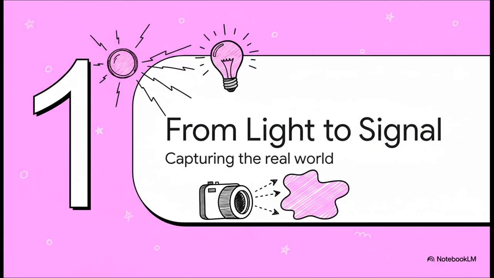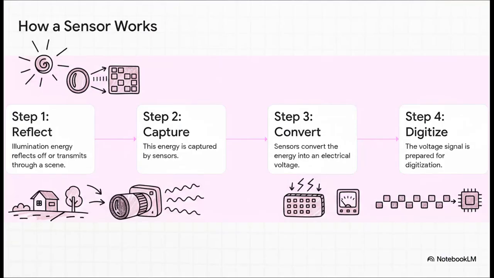Okay, so our journey starts right here, in the real world. Every photo, every single one, begins with a light source. The sun, a lamp, whatever, bouncing off a subject and flying straight into your camera. So here's that crucial first step. Light energy, which is really just photons, smacks into your camera's sensor.